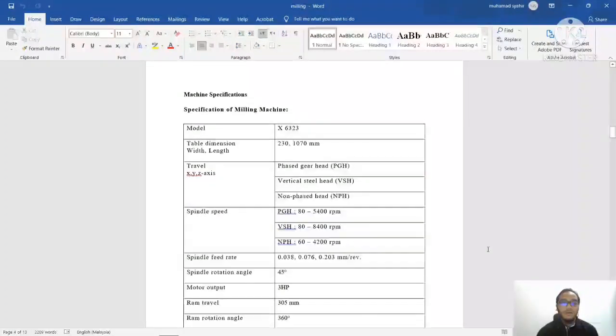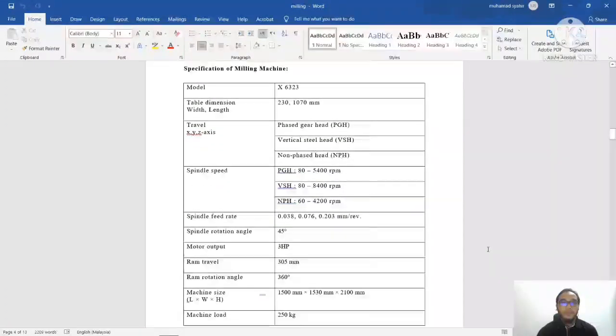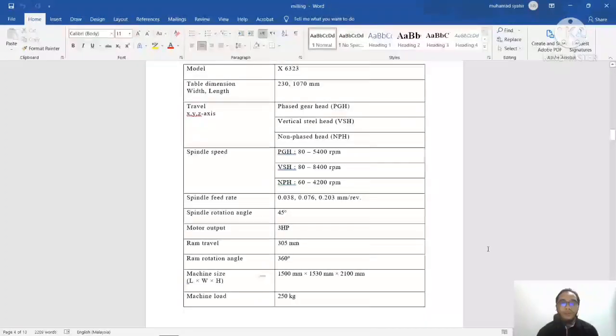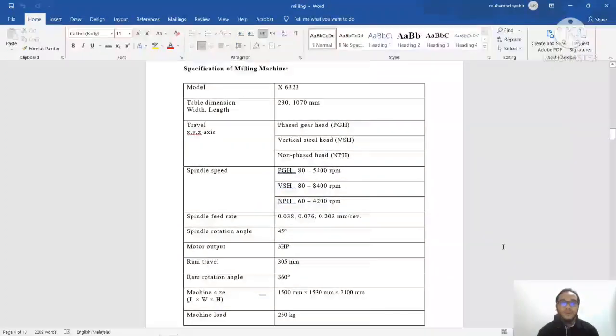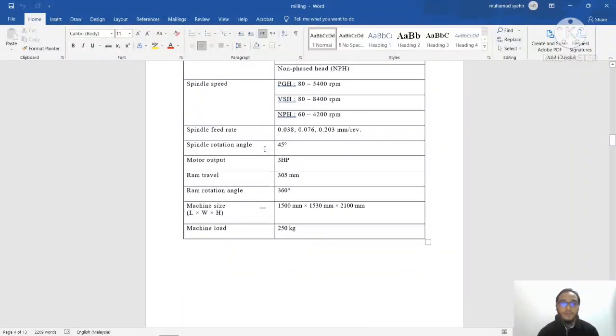This is the specification of the milling machine. The model, table dimension, travel, spindle speed rate, feed rate, spindle rotation angle, motor output, ram travel, ram rotation angle, machine size, and machine load. This is the specification of the milling machine.